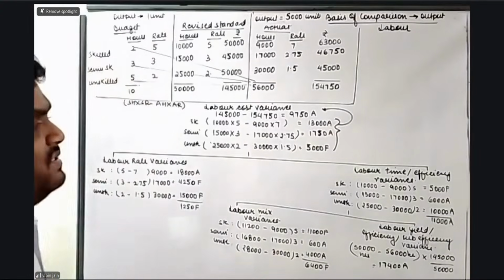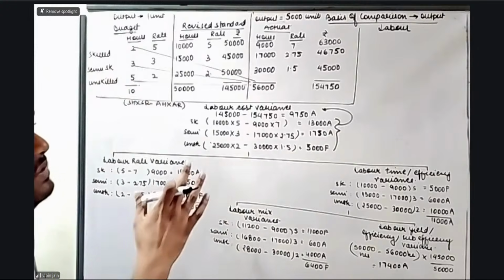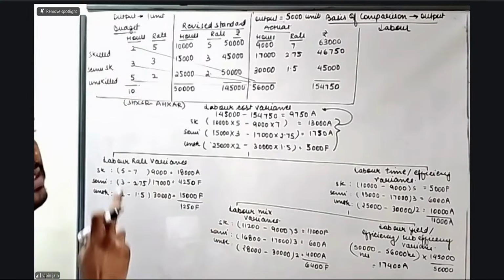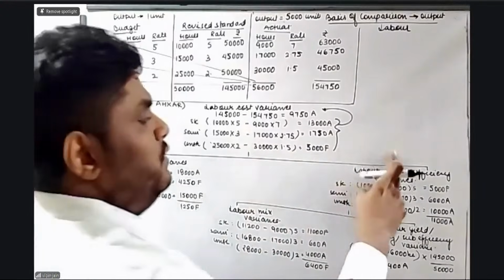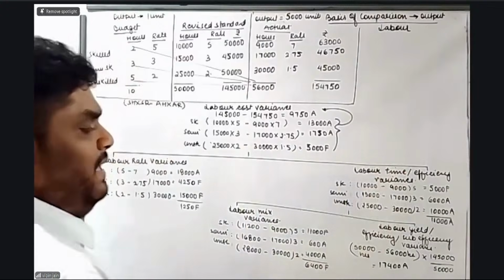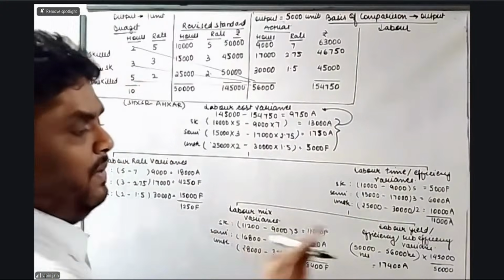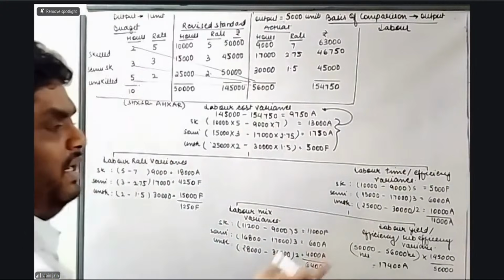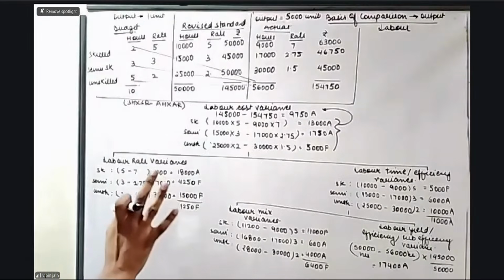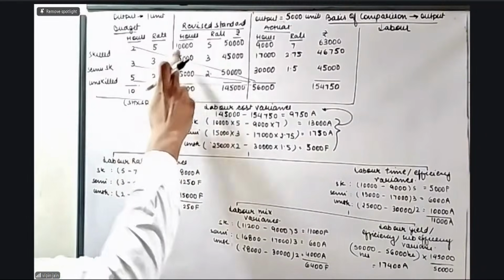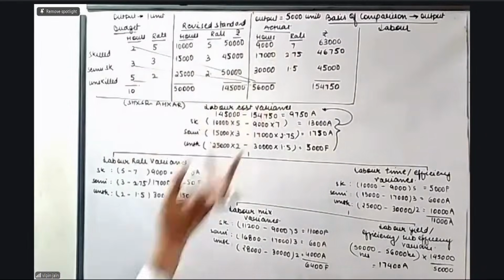So the concept is just like material. Material cost, so labor cost; material price, so labor rate; material usage, instead this will be labor time; material mix, it will be labor mix; and here in material yield, labor yield. The formulas are also just like material: standard hours into standard rates, actual hours into actual rate.